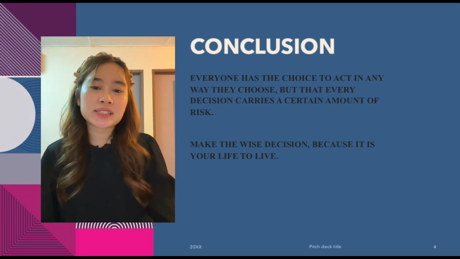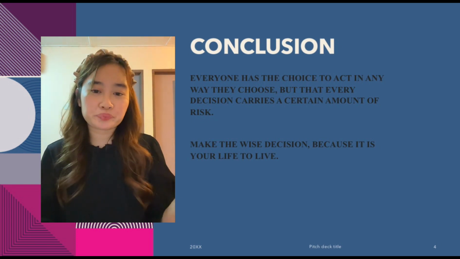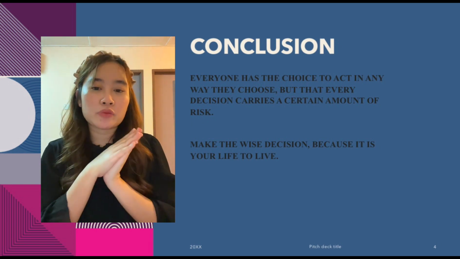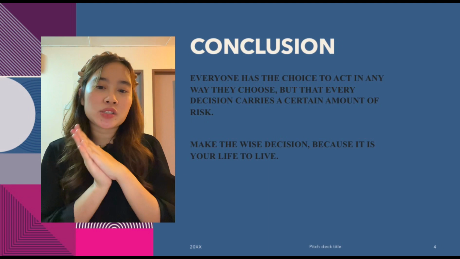And look for opportunities to connect or reconnect with the people you have chosen to place in your quality world. Make wise decisions because it is your life to live.